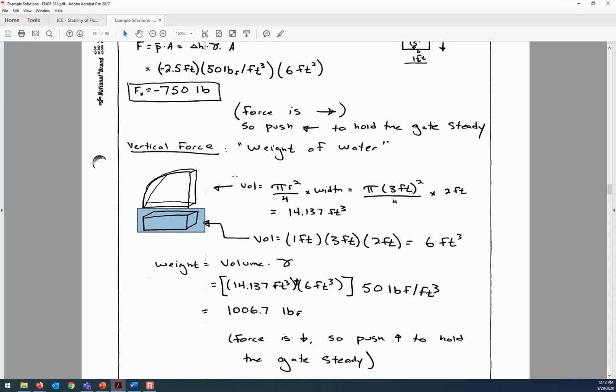So if we have a hydrostatic force, vertical and horizontal, if we're above the water line and the pressures are negative. It's 12:13. We are out of time.